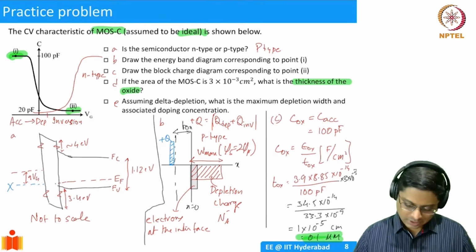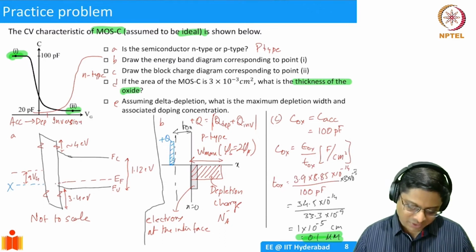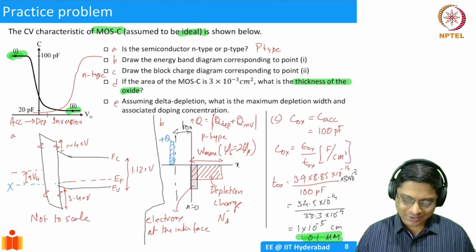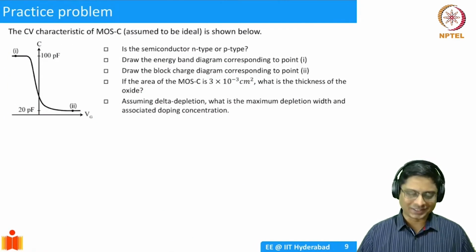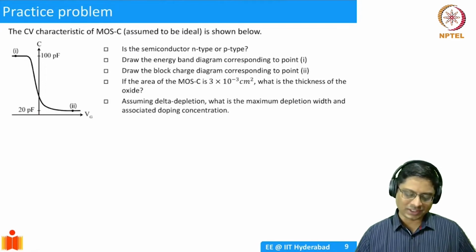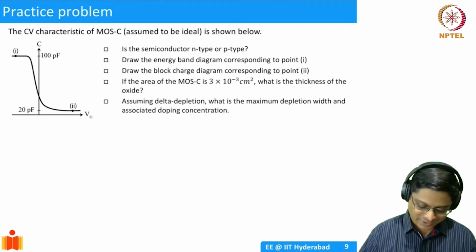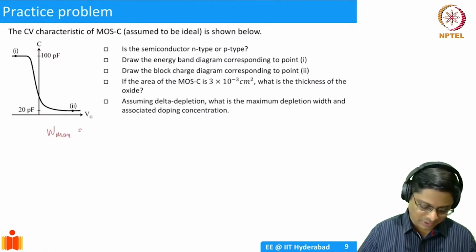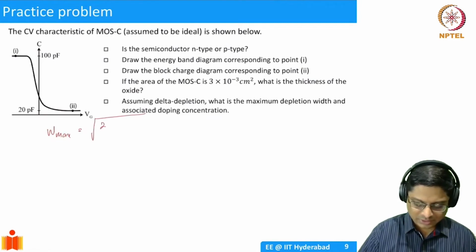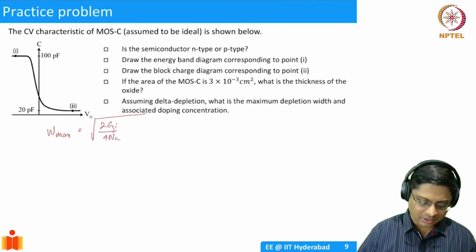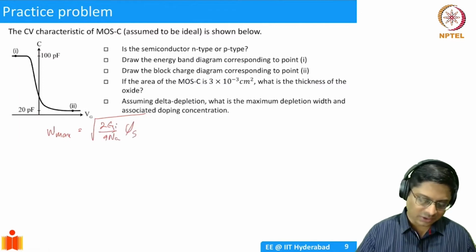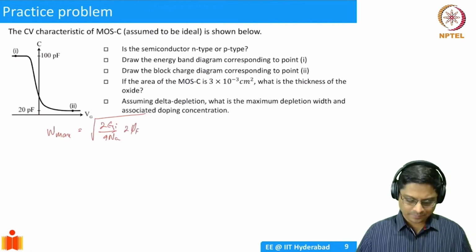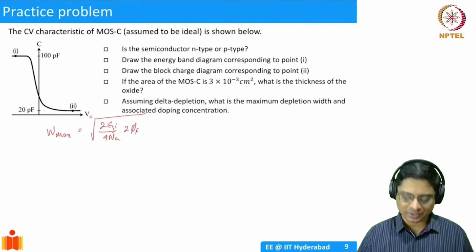And the last question is, assuming depletion approximation, what is the maximum depletion width and the associated doping concentration? So how will we find the depletion width, right? Maximum depletion width, I can call it W max. Sometimes we are very, very familiar now, so you can write 2 epsilon silicon divided by Q times Na into phi S, right? And I know the phi S is basically 2 phi F now. That's it. I can calculate what is maximum depletion width, right?